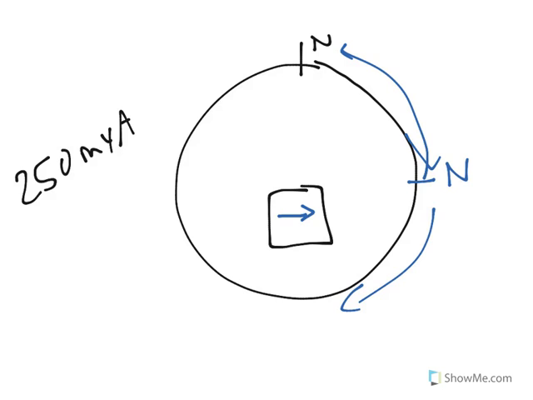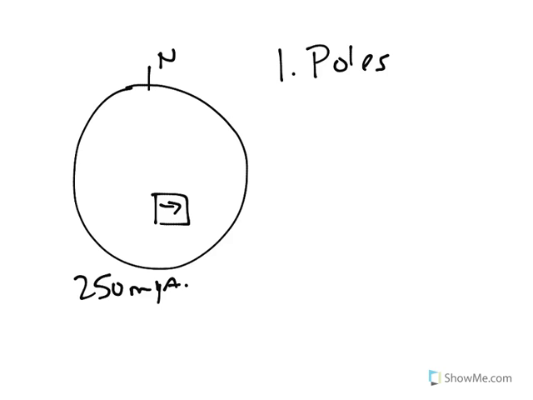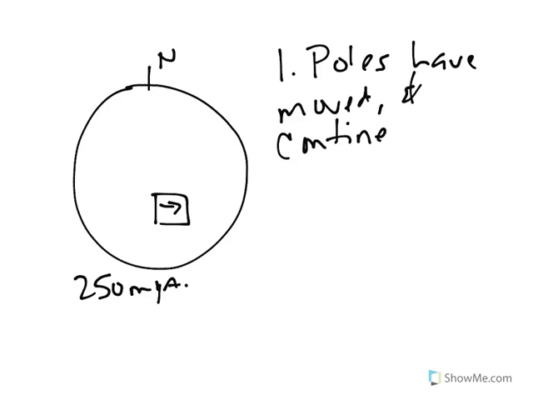However, this idea led to two possibilities. So let's say, let me draw this again smaller over here. Here's north. But let's say we have a rock. It's 250 million years ago. And it says north is over there. When we see something like this, it means one of two things. One, the poles have moved and the continents stay in place.